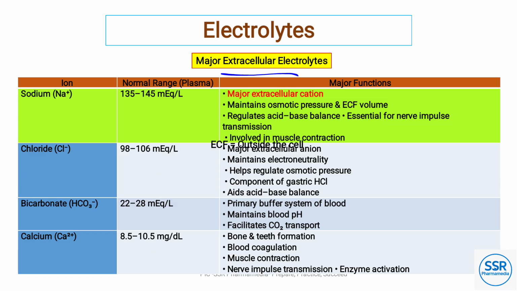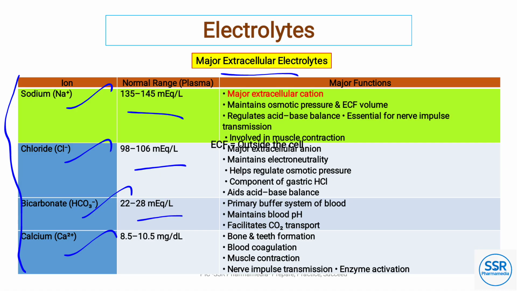Next, major extracellular electrolytes. The major electrolytes are sodium, chloride, bicarbonate and calcium. These are the electrolytes we require in major quantity for our body cells. This is the normal range of each electrolyte. You can read it. Here are the major functions of each electrolyte.